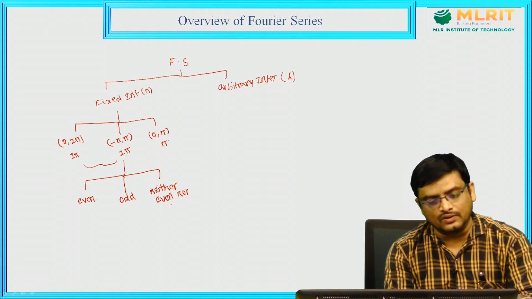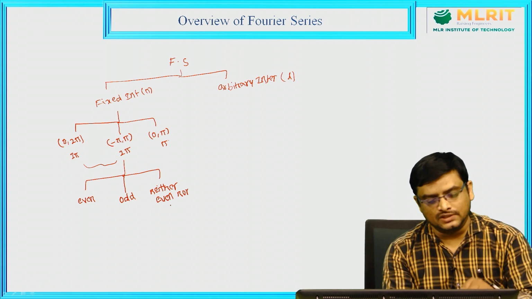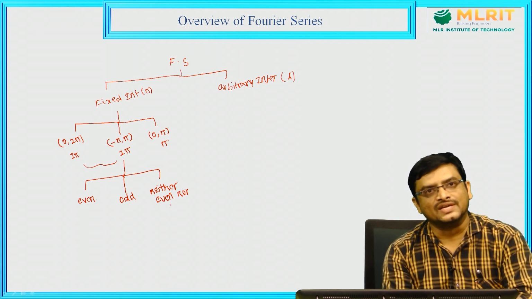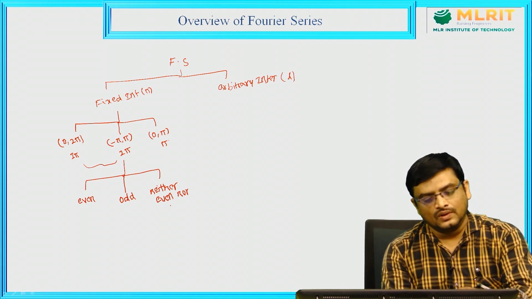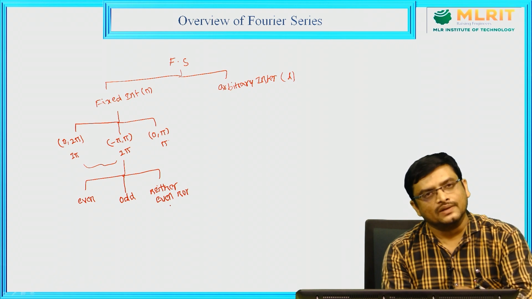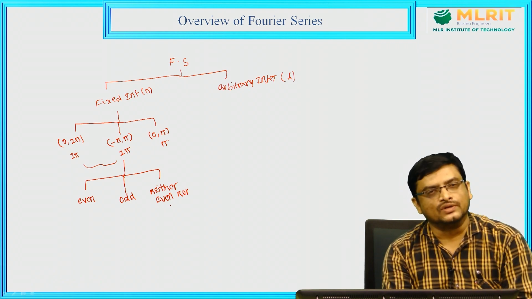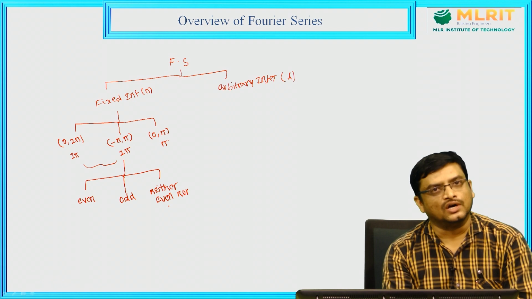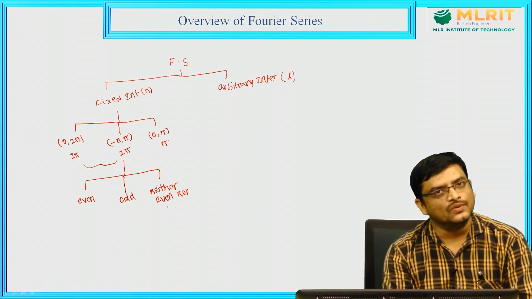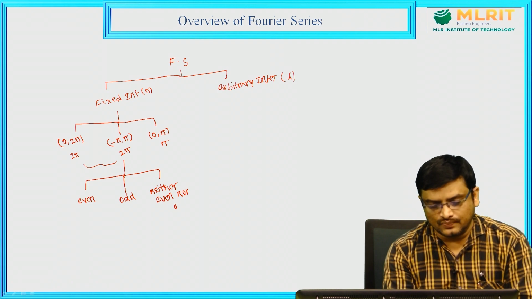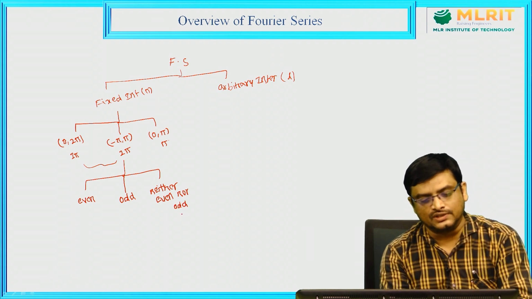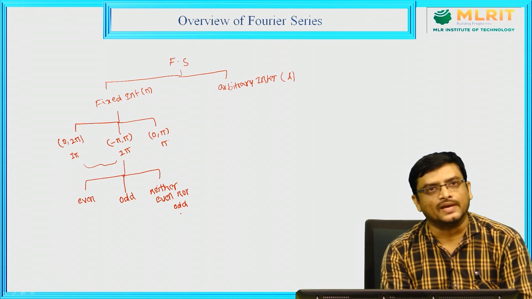So whenever the function is an even function in the interval minus pi, pi, we are going to find the Fourier series expansion, and similarly whenever f of x is an odd function in the interval minus pi, pi, we are going to find the Fourier series for the odd function. There are also some functions which are neither even nor odd. For this type of functions also we are going to discuss how to find the Fourier series expansion in the interval minus pi, pi.